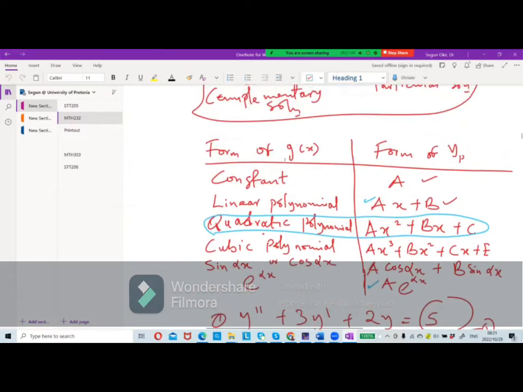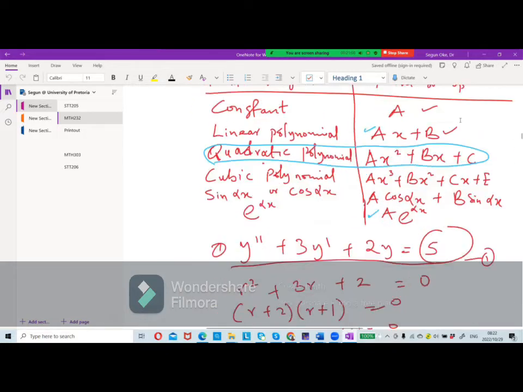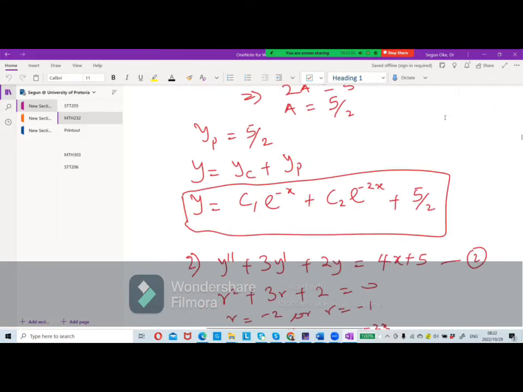When you have your constant, the form of y particular for constant is there, where you have the linear, where you have the quadratic polynomial, when you have the cubic, and so on. These are the things we'll be using.